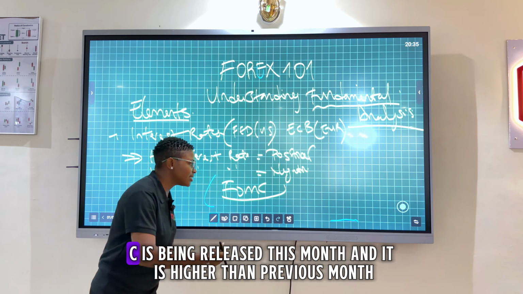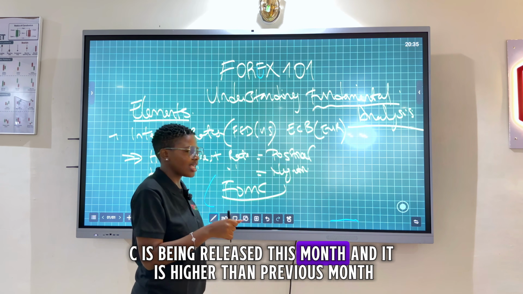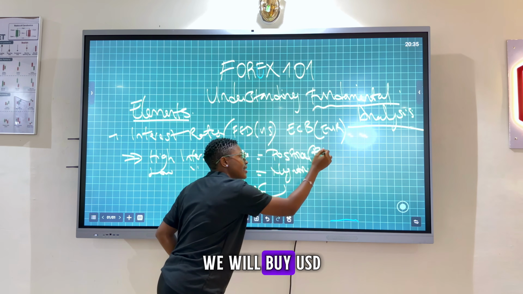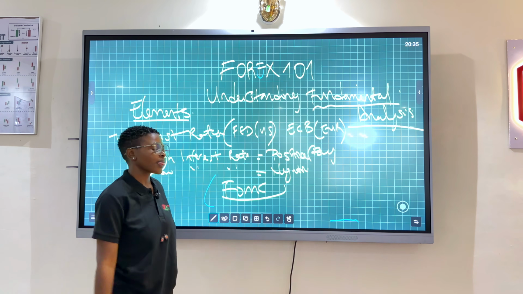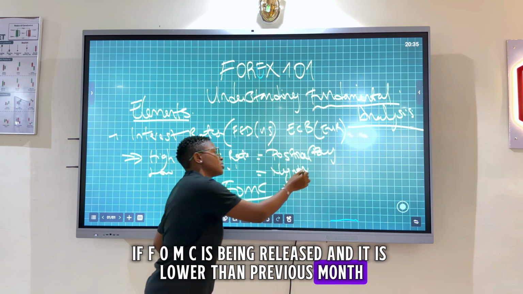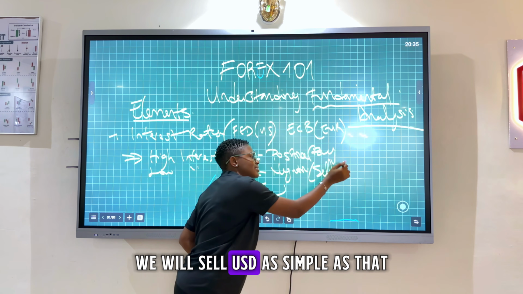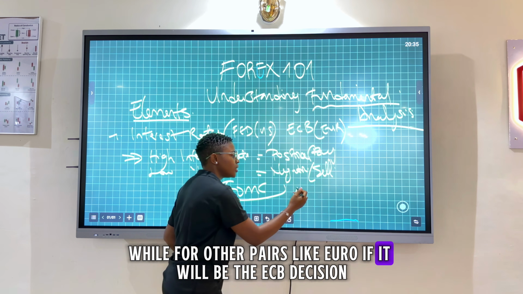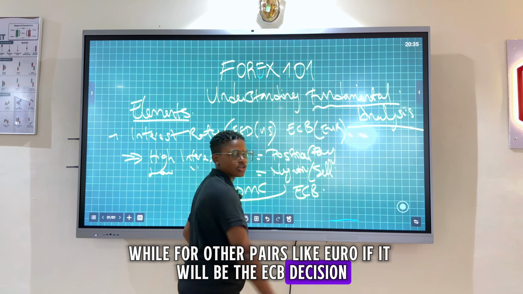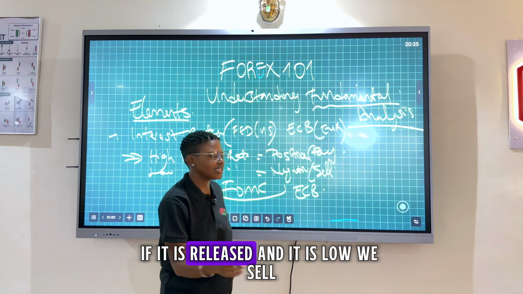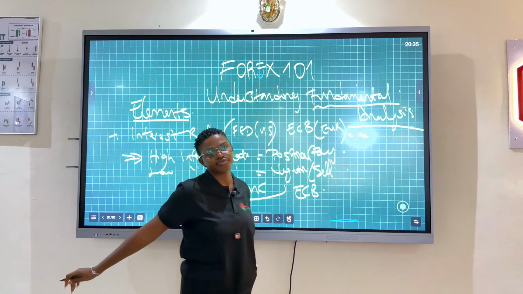So if FOMC is released this month and it is higher than previous month, we will buy USD. If FOMC is released and it is lower than previous month, we will sell USD. As simple as that. While for other pairs like Euro, it will be the ECB decision. If it is released and it is high, we buy. If it is released and it is low, we sell.